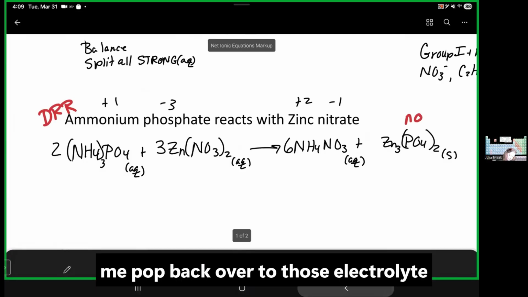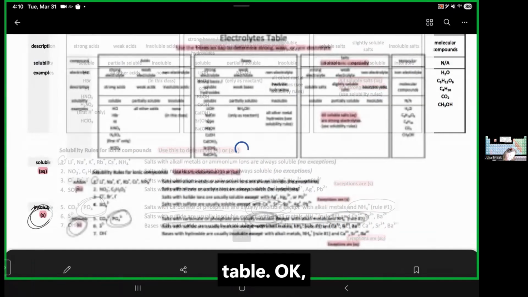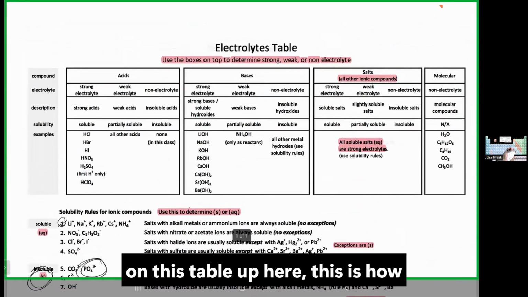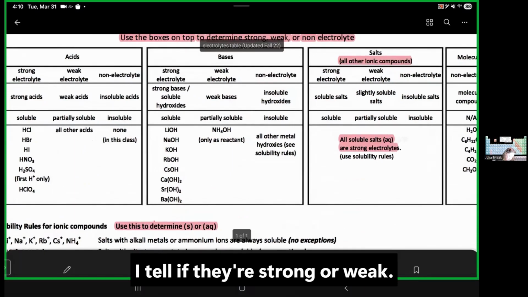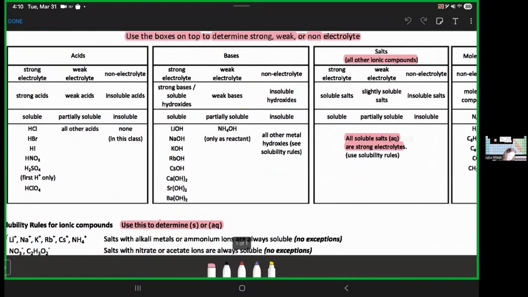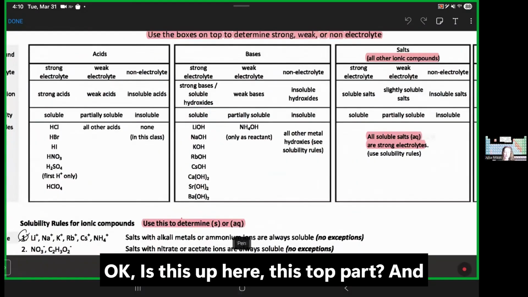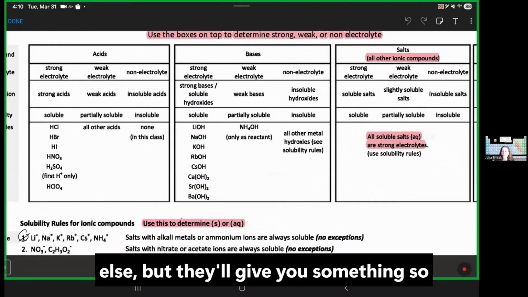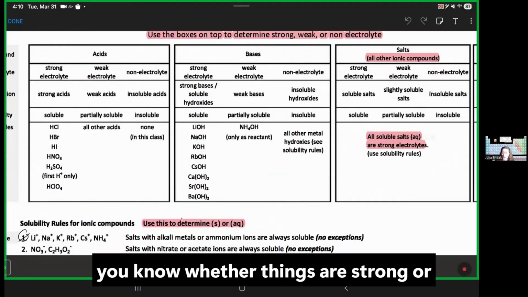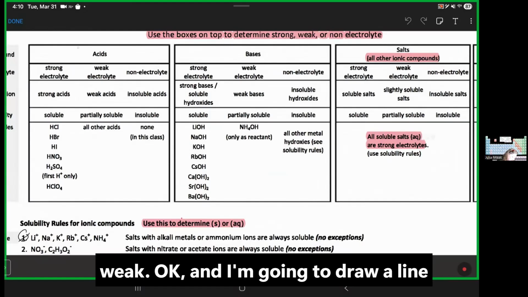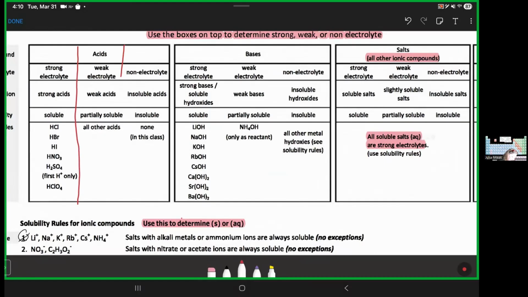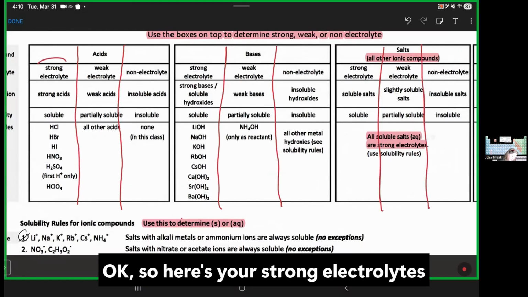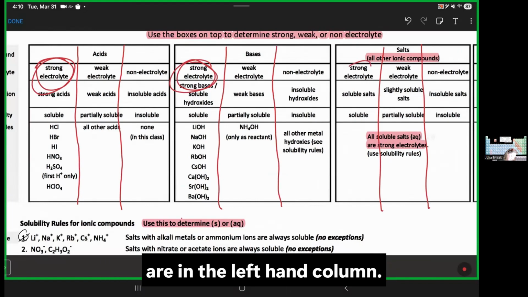Let me pop back over to those electrolyte table. Okay, on this table up here, this is how I tell if they're strong or weak. This top part, and your instructors might give you this type of table. They might give you something else, but they'll give you something so you know whether things are strong or weak. Okay, and I'm going to draw a line down the middle here. So here's your strong electrolytes in the left-hand column.